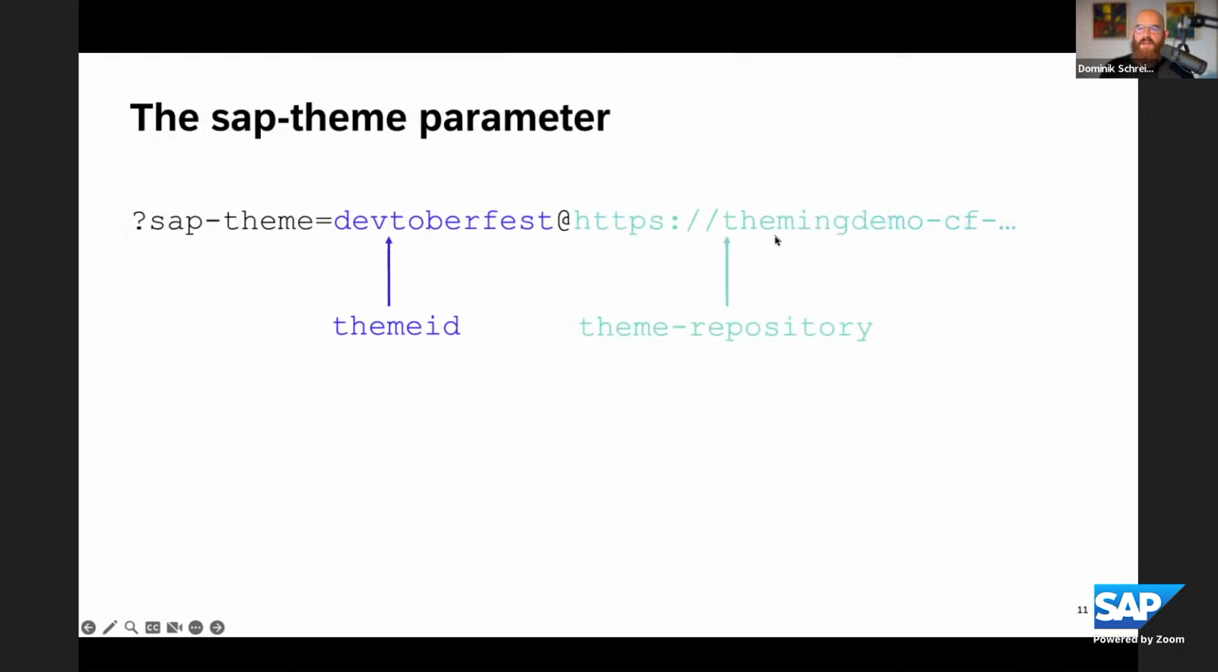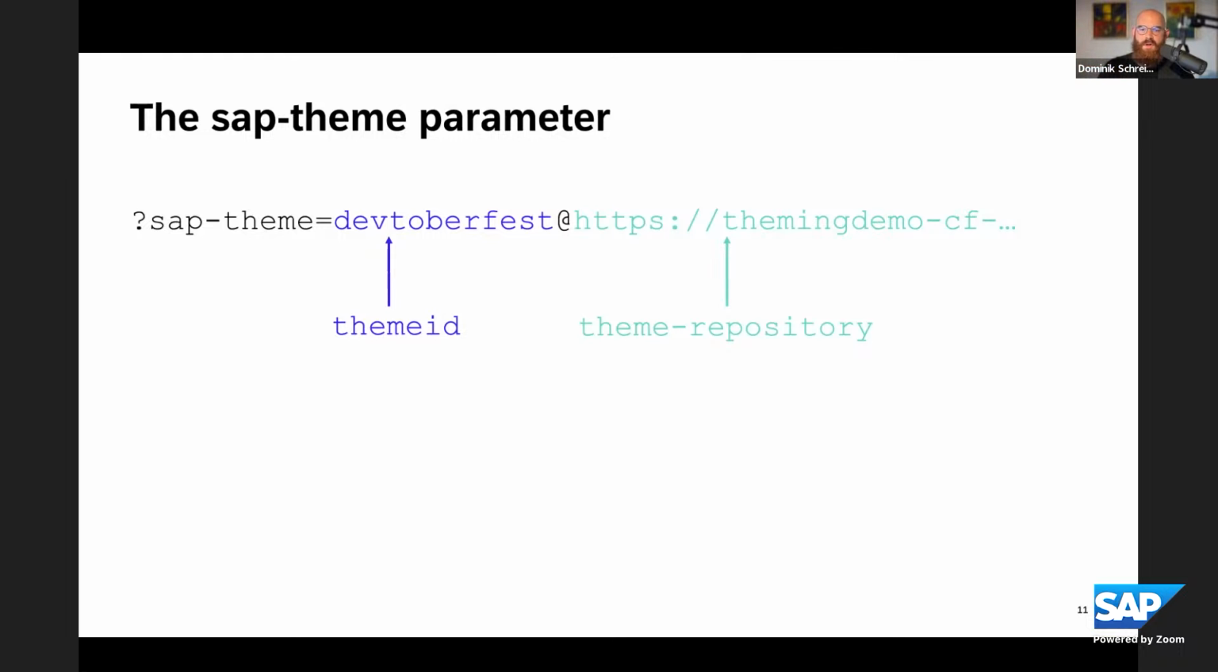And then you have to know in your application what theme to apply. And for that, we have the SAP theme URL parameter, which is understood by SAP UI5, by WebDynpro ABAP, by fundamental library styles, by UI5 WebComponents. Everyone understands the SAP theme URL parameter. In the most simple form, it's just the theme ID, Devtoberfest, for example. But in a more complex scenario, you use an @ to describe where to load the theme from.